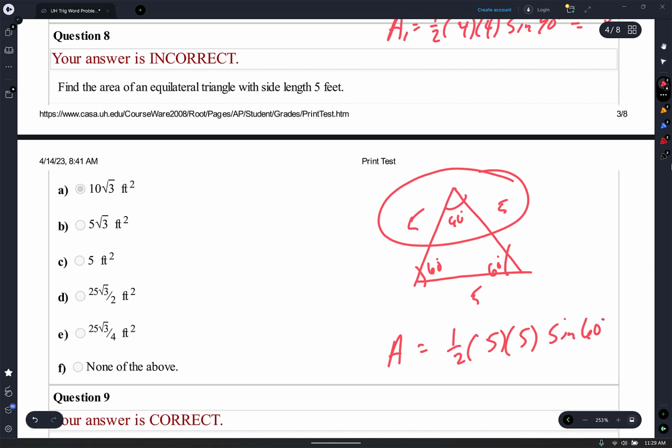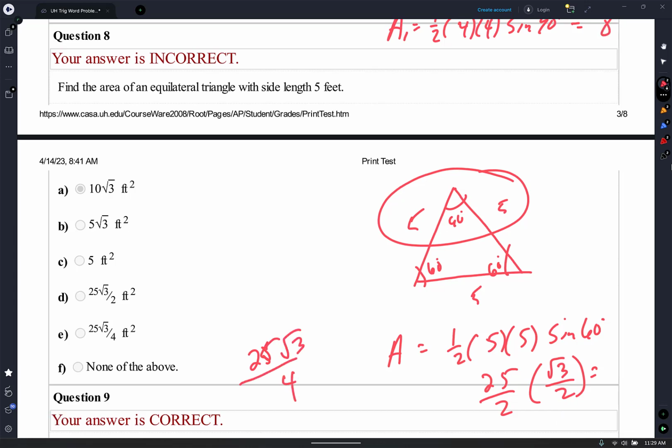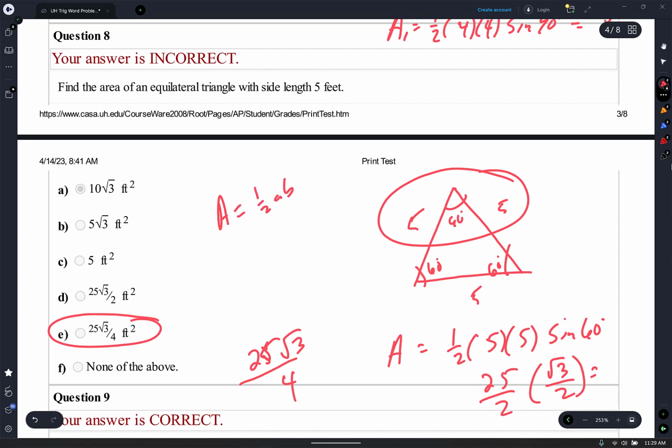And you're done. So let's see, 5 times 5 is 25, so I have 25 over 2. And then sine 60 is going to be square root of 3 over 2. So it's going to be 25 square root of 3 over 4. That's the right answer, guys. Remember, I'm just using this formula, guys: the area of a triangle is 1/2 ab sine C. That's all I'm using.